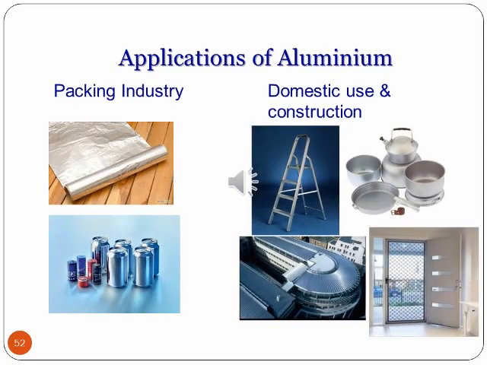These are some other applications wherein it is used: in packaging of food, tin cans for all the beverages like Coke, Pepsi, beers, etc. Domestic use in utensils, aluminum utensils are used. Then you can see aluminum ladders that are used because of their lightweight and strength. Aluminum doors, sheathing materials for buildings, etc., can be made of aluminum.